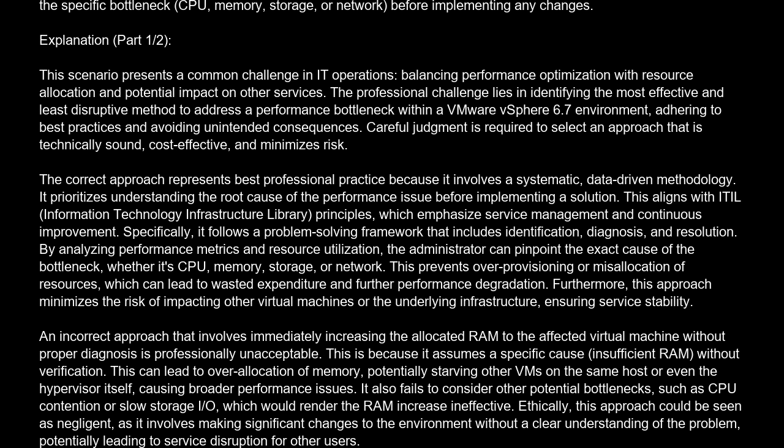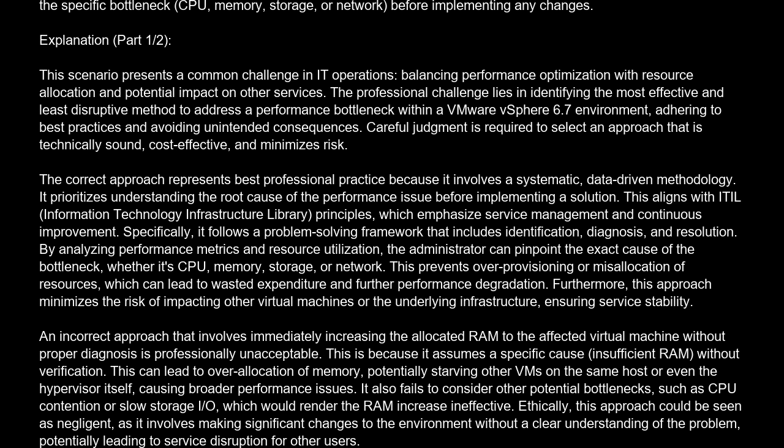The correct approach represents best professional practice because it involves a systematic, data-driven methodology. It prioritizes understanding the root cause of the performance issue before implementing a solution. This aligns with ITIL, Information Technology Infrastructure Library, principles, which emphasize service management and continuous improvement. Specifically, it follows a problem-solving framework that includes identification, diagnosis, and resolution.